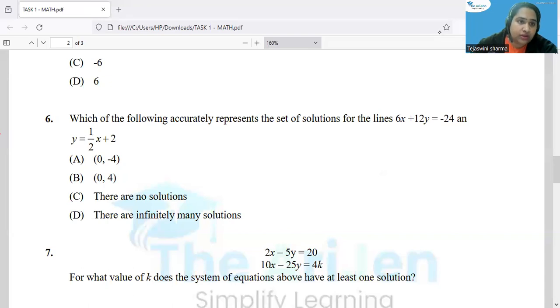So we have been given two equations in question number 6, and we have to see which of the following accurately represents the set of solutions for the given two equations. So first of all, let me convert equation 1 into an expression for y, meaning y in terms of x.